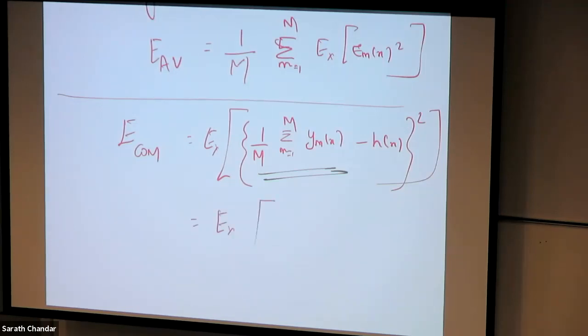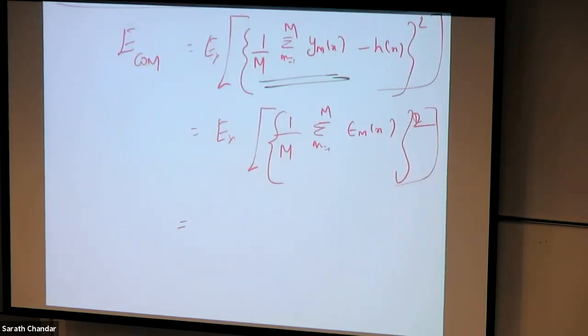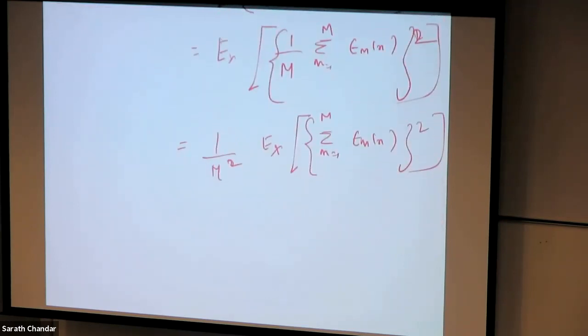So this is the expected value of the square of 1 over M, summation m equals 1 to capital M, epsilon m of x, right? Because when you substitute what y_m of x is, h of x gets cancelled. Now I can take 1 over M outside the expectation. So this becomes 1 over M square, expected value of the summation m equals 1 to capital M, epsilon m of x, the whole square. Remember that the summation is actually within the square. So in some sense, it's a double summation, summation of epsilon m of x twice, right?